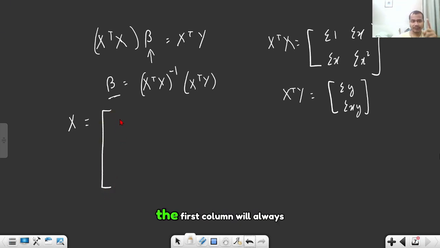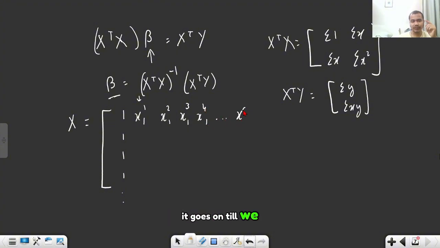But remember, the first column will always be padded with 1. 1, 1, 1, 1 goes on. x1, 1. Here the superscript is not power, it is the feature number. Let's call this feature 1. This is feature 2, first data point. Feature 3, first data point. Feature 4, first data point. Like this it goes on till we have D features for this first data point.